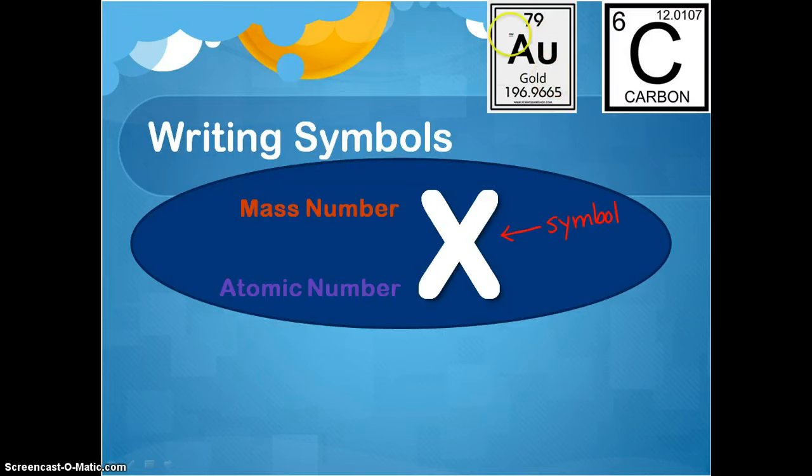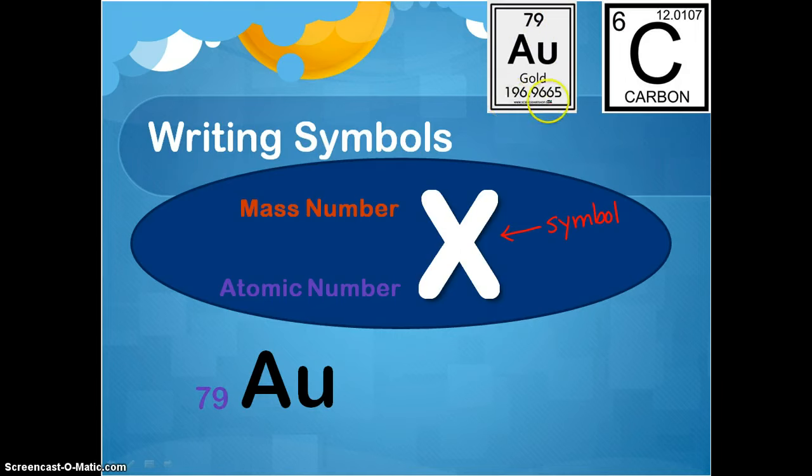And so our first one we're going to start with is gold. I can see that the symbol for gold is Au, so I'm going to write that down. And now I've got two numbers I can choose from. When I am looking at the atomic number, I'm looking for the whole number, so I'm looking for no decimals. So I'm looking at this number 79. This is going to be our atomic number for gold, so that is going to be written at the bottom.